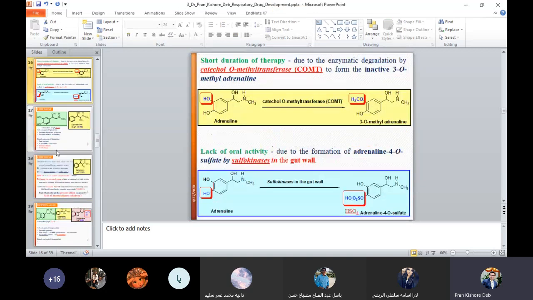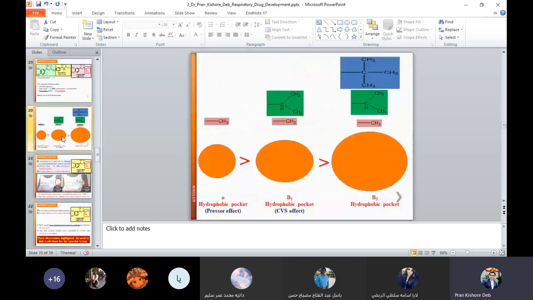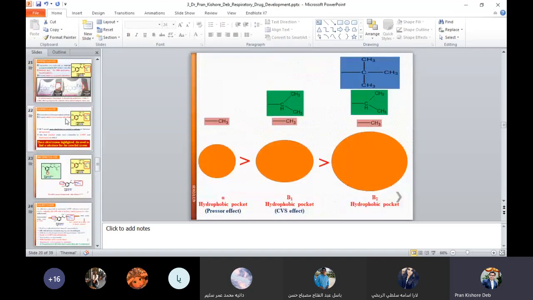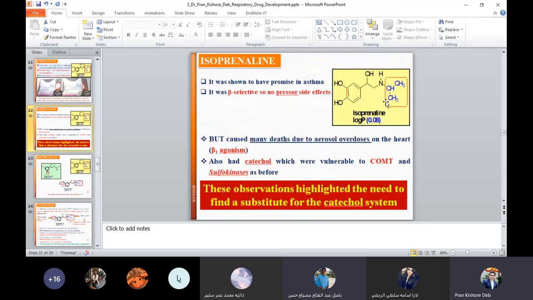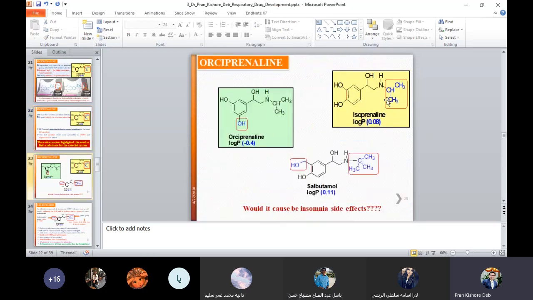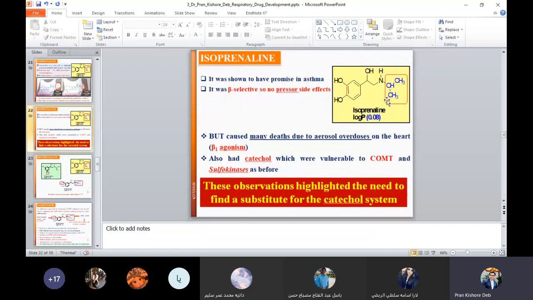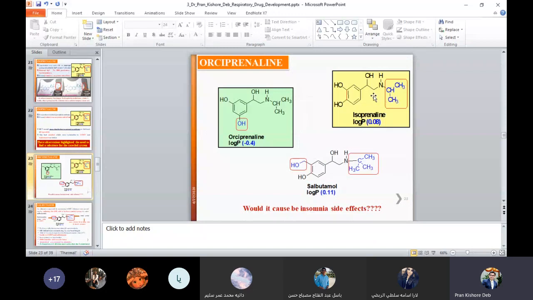Easy to understand. So with this understanding, we have studied isoprenaline. We have seen the advantages and disadvantages of isoprenaline, so I'm not going to repeat this. Now, based on this understanding, today we'll move on to another drug, orciprenaline. Look at the structure of orciprenaline.